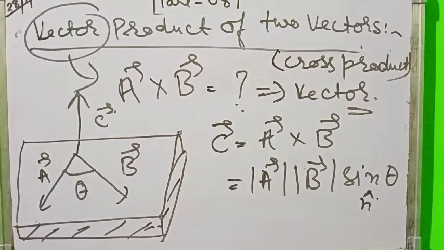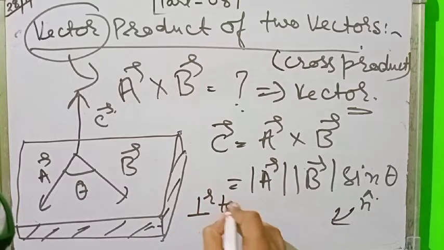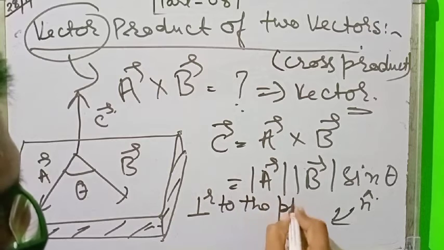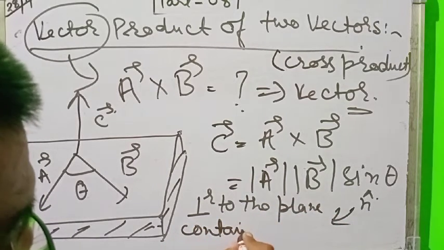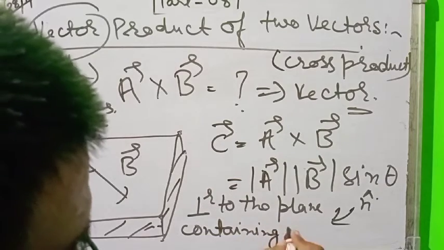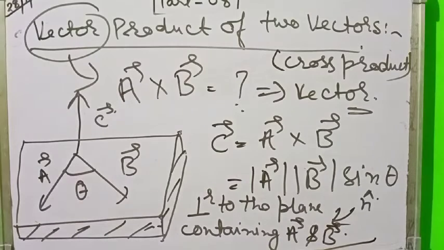This n cap is the direction of vector C, and it is perpendicular to the plane containing vector A and vector B.